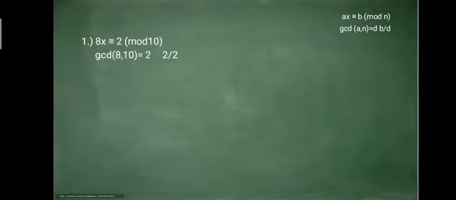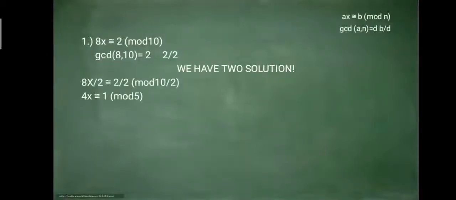So number 1, 8x ≡ 2 mod 10. The greatest common divisor of 8 and 10 is 2, which divides 2. Since our greatest common divisor is 2, we will have 2 solutions. Now let's divide both sides by 2, so we have 4x ≡ 1 mod 5.